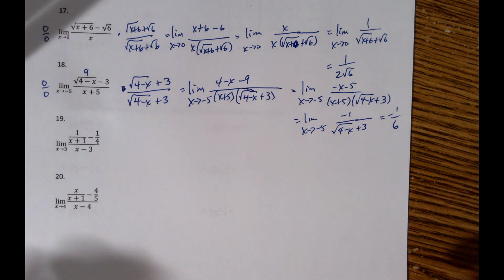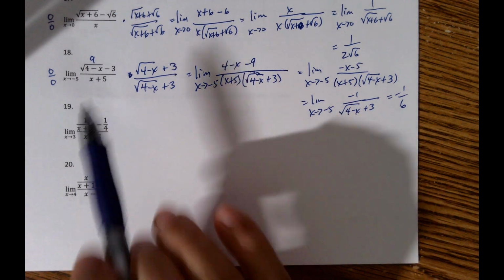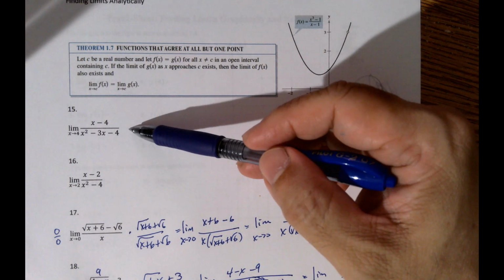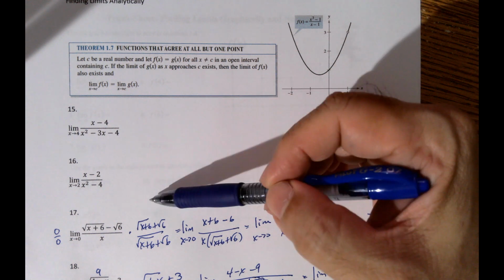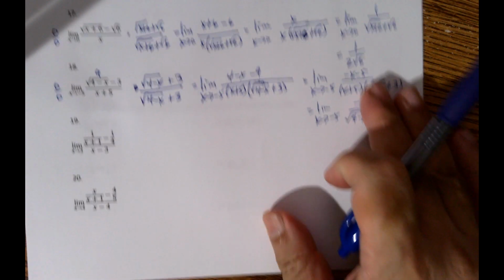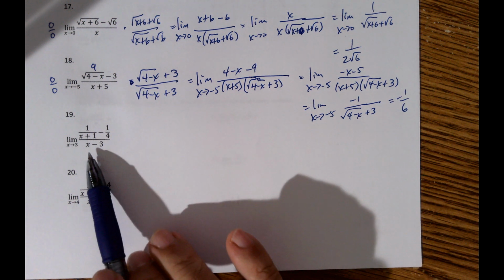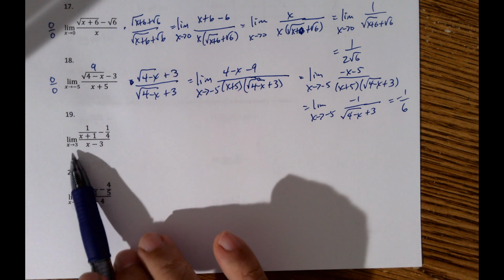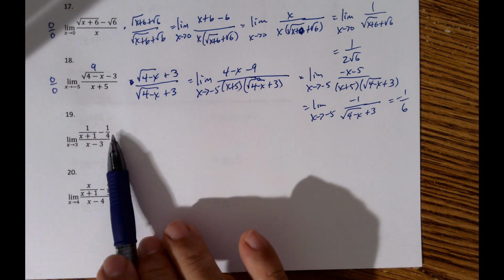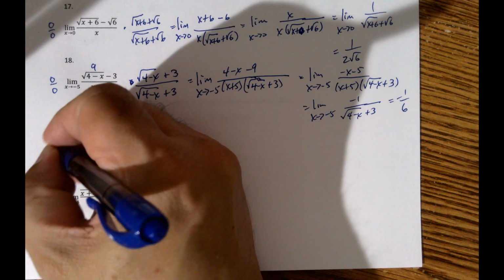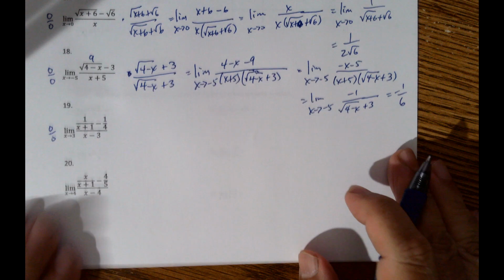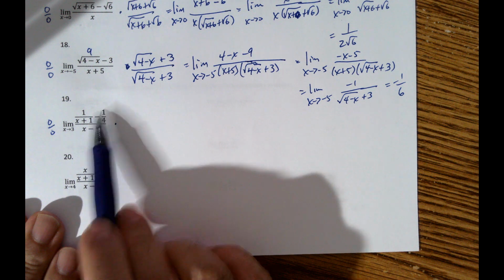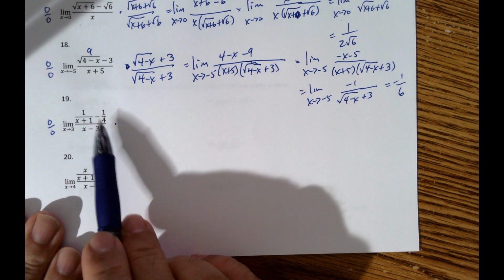All right, going on to number 19. For numbers 17 and 18, that was multiplying by the conjugate. Numbers 15 and 16, we factored it first and then reduced it and then plugged it in. So when we have number 19, we're going to get rid of the fraction. First let's plug it in. If I plug in 3, I get 1/4 minus 1/4, which is 0, and 3 minus 3 is 0. So again, I have the 0 over 0 form.